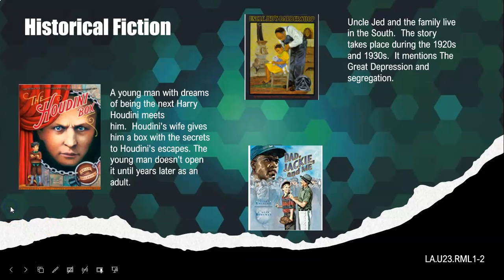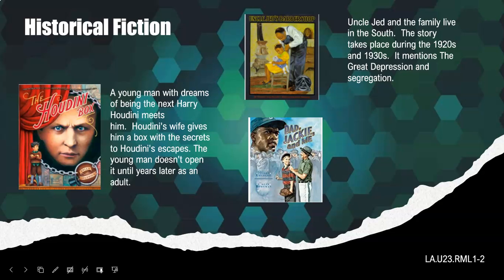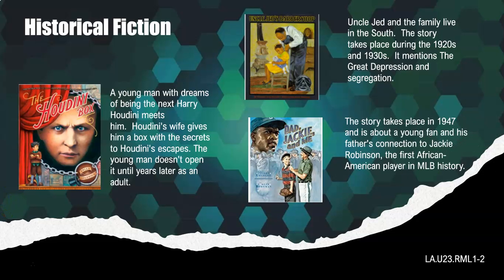And finally, we read Dad, Jackie, and Me. We've been using this story as an example for a couple of lessons now. Remember, the story takes place in 1947 and is about a young fan and his father's connection to Jackie Robinson, the first African-American player in Major League Baseball history. All three of these are considered historical fiction. Let's look and see what they have in common and see if we can come up with a pattern, some characteristics, and maybe make some hard and fast rules about historical fiction.